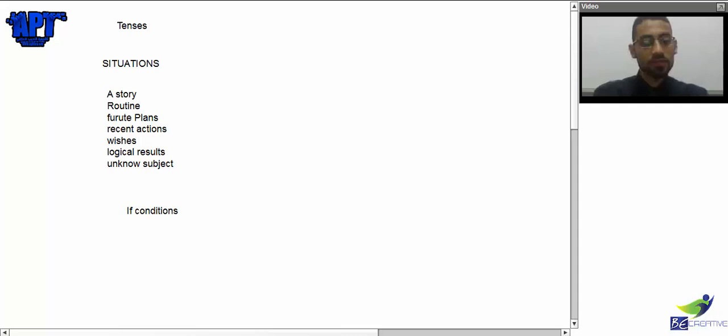If conditions. What's that? If conditions are conditions we've talked about before. We've talked about the 4 conditions of if. We talked about the zero condition, and the first, second, and third. And we said that every single one has a different usage, in the past, in the future, or logical things, or expecting something. So I understand the situation. I always rely on the situation, not on the grammatical part.